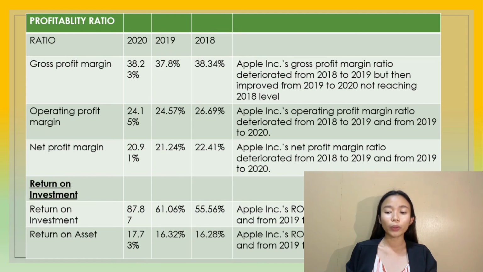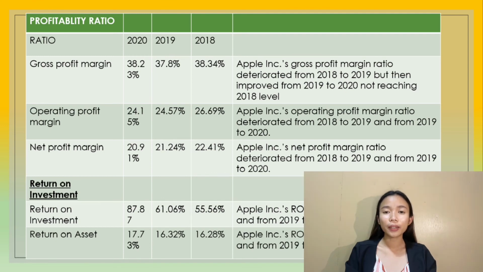For year 2020, Apple makes $241 before interest and taxes for every dollar of sales. So next one, we have the net profit margin. Net profit margin indicates how much net income a company makes with total sales achieved. With Apple, we can see that its net profit margin deteriorates from 2018 to 2020. For 2020, this means that Apple has $0.209 net income for every dollar of sales.